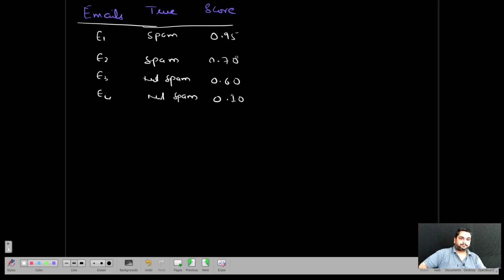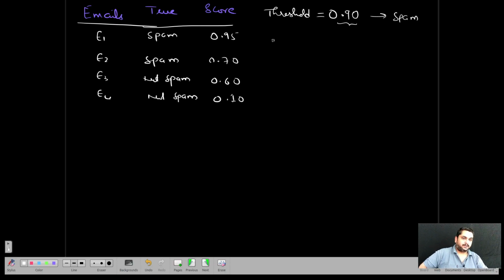Now, suppose I set my threshold equal to 0.90. What it means is that any score above 0.90, I will classify as spam. That is my threshold. Below this, I will mark it as not spam.